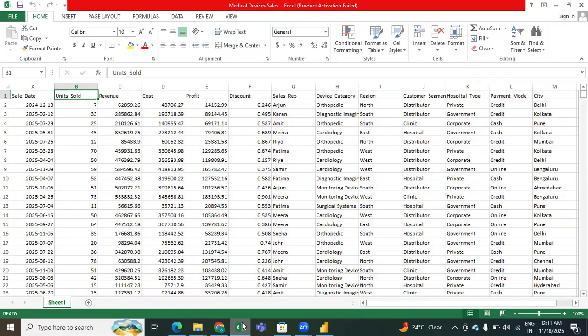Out of that, one column is a date, and four or five columns are numeric values: units sold, revenue, cost, profit, and discount. Further, there are character columns: sales representative, device category, region, customer segment, hospital type, payment mode, and city. All in total, this is the data set which is to be loaded into Power BI.